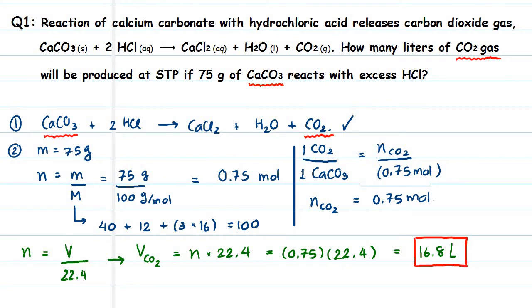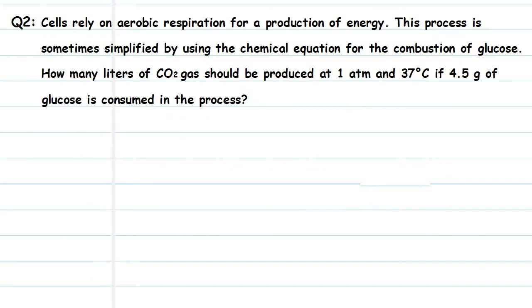Alright, let's try another question then. For this one, cells rely on aerobic respiration for production of energy. This process is sometimes simplified by using the chemical equation for the combustion of glucose. How many liters of carbon dioxide gas should be produced at 1 atm and 37 Celsius if 4.5 grams of glucose is consumed in the process? For this one, they don't even give us any chemical equations. They just say that this process can be simplified by the combustion of glucose. So we first need to write down the combustion of glucose.